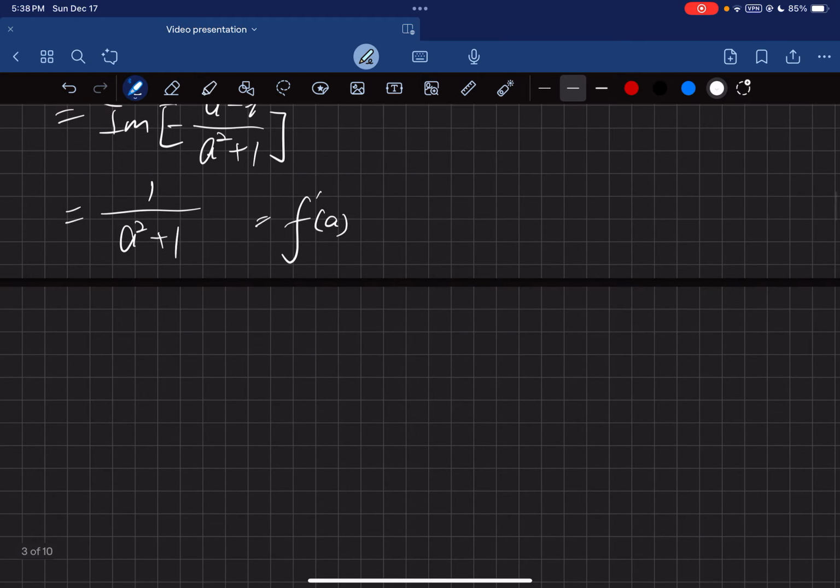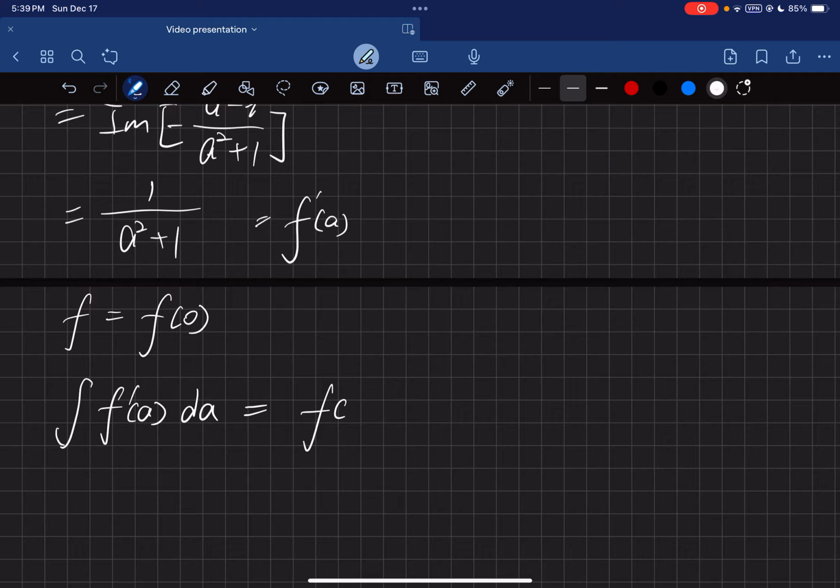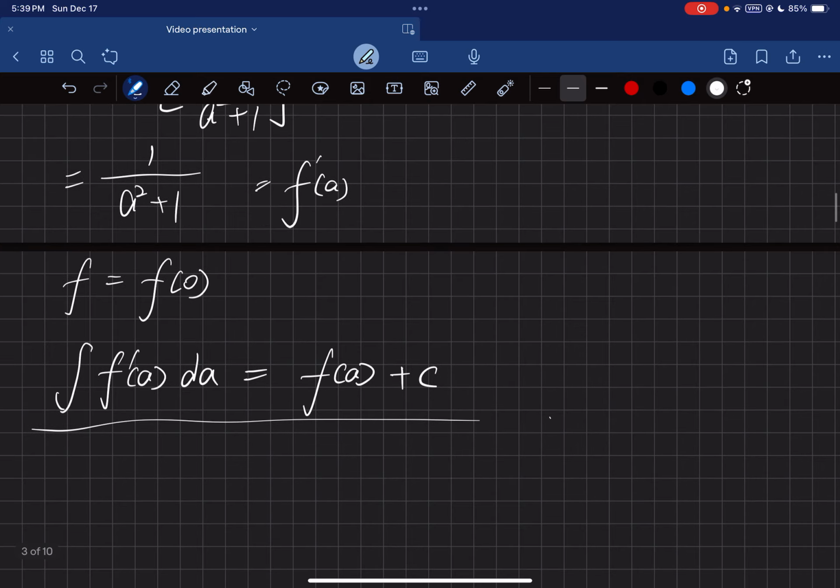Now don't forget, we want to find what? We want to find f when a is 0. That is the thing we want to find, right? So now we're going to take the integral of the differentiation of a, right? Because we want to find the function. So we take the integral of 1 over a squared plus 1 dA.